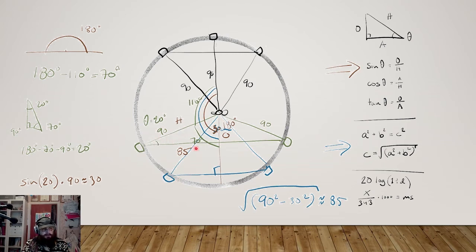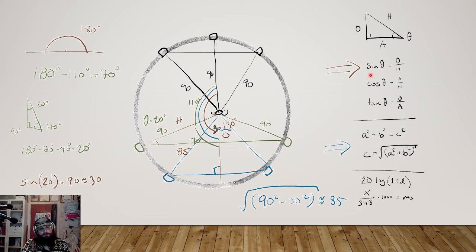And now it is just simple to know that this angle, this angle, this angle always adds up to 180. So there are our numbers. So 180 minus 70 minus 90 degrees equals 20 degrees. So now we have our theta, that is 20 degrees. We also know the hypotenuse, which is 90.